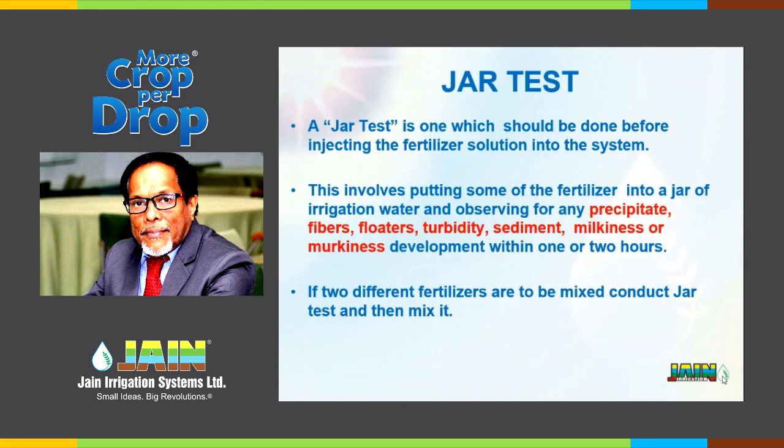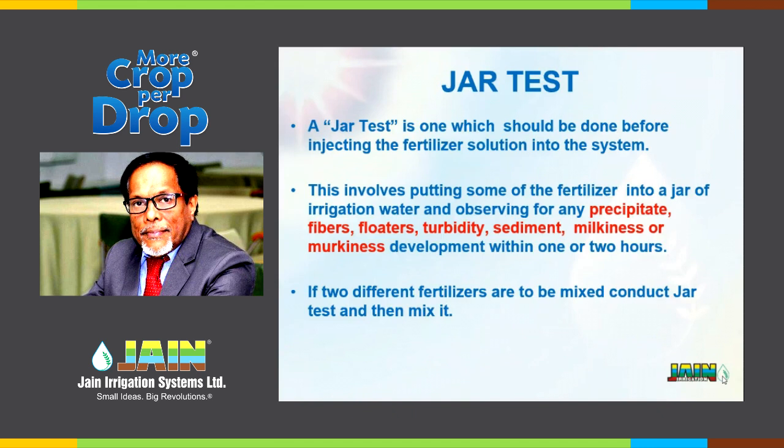If the solution has any precipitate which comes to the top, or fibers moving around up and down the entire water, or anything floating on the top, or it totally became turbid, like in the rainy season the rivers become turbid when the water and the mud comes from the hills. Or some fertilizers will give a sediment at the bottom of the bottle, whitish, ash color. Or throughout it's a milk color. Or muckiness, some other color, but dirty looking.